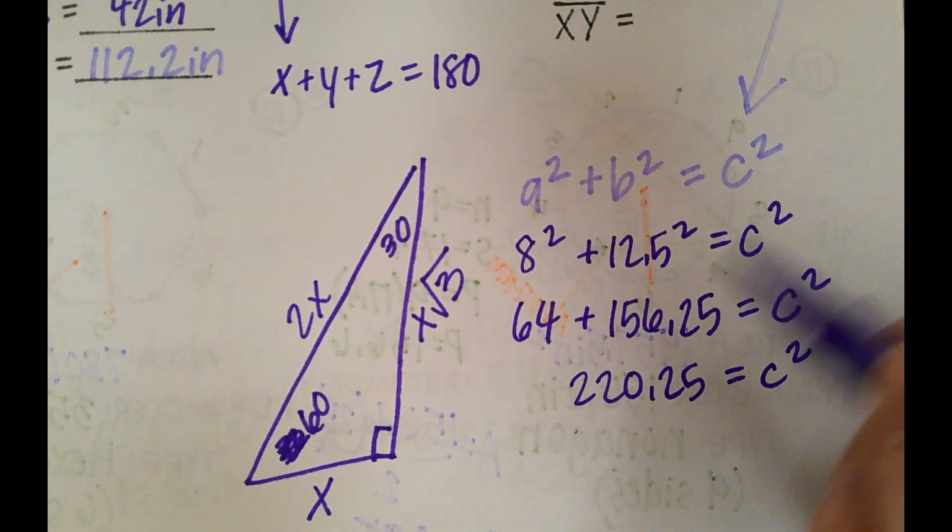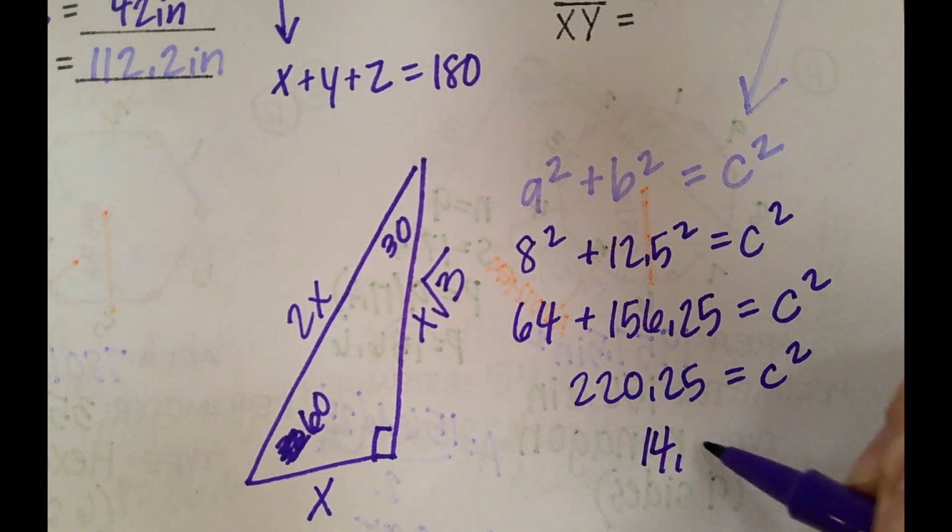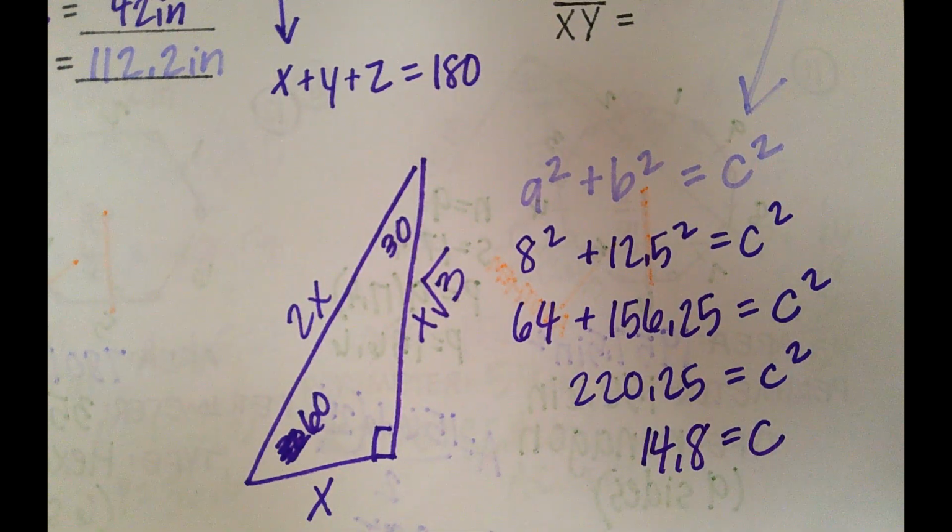Okay, so I got 14.8 equals C, but we just got C equals 16. What? That's an issue, isn't it? That's a pretty big issue. Why is it an issue? Because C is supposed to be bigger than A and B.